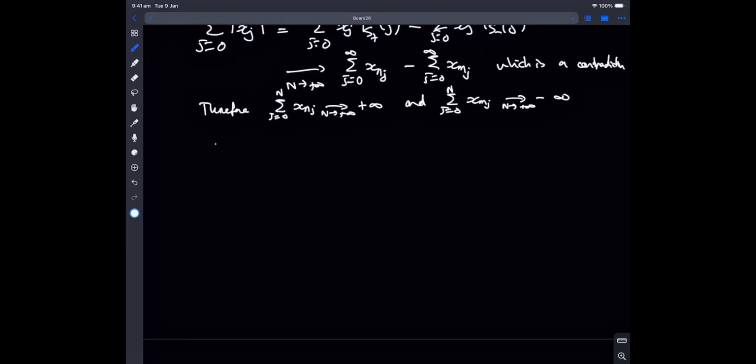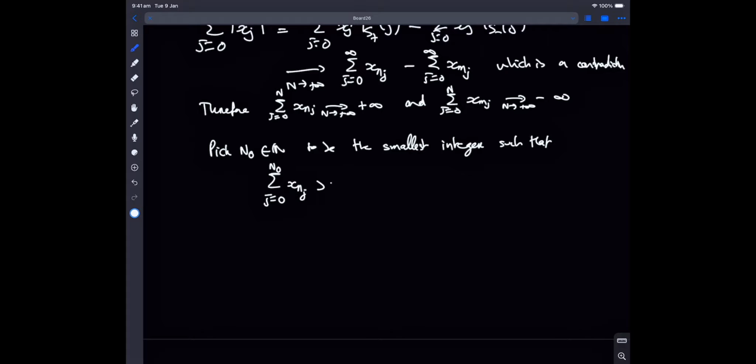First, I'm going to pick an integer n0 to be the smallest integer such that the sum from j equals 0 to n naught of the x_{n_j} goes above x. Right? So I start adding the non-negative terms x_{n_0} plus x_{n_1} plus x_{n_2}, as many as I need until I get above x.